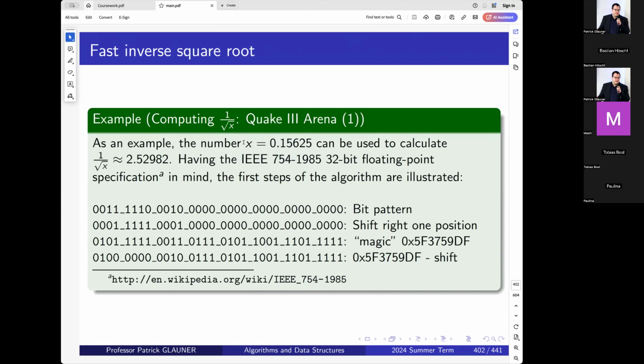For example, we have some number for x, and we want to calculate its inverse square root. For x that is 0.156, whatever, we have this solution here approximately. And if you know how to represent float numbers in the IEEE 754 format, then you can see we can actually represent it like this. It doesn't matter for now how to convert a float number into this IEEE format, but this is just our format in zeros and ones.